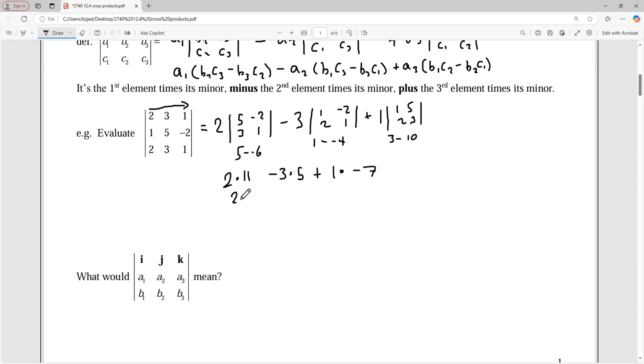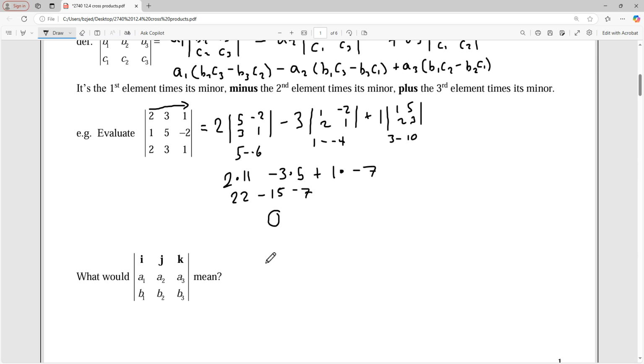2 times 11 is 22. Minus 5 times 3 is -15. And 1 times -7 is -7. And what would that be? -15 minus 7 is -22 plus 22. This whole thing works out to be 0. That wasn't that bad.